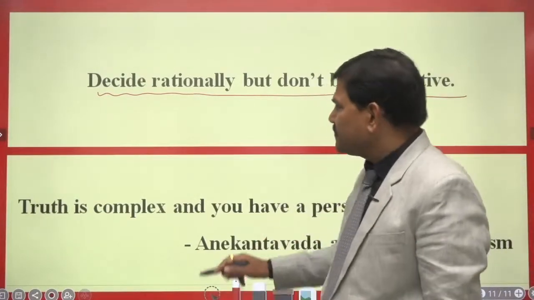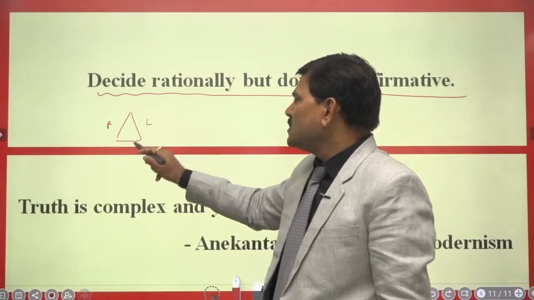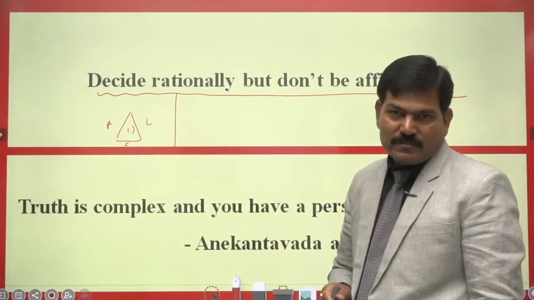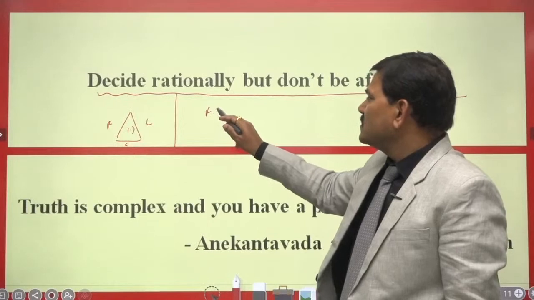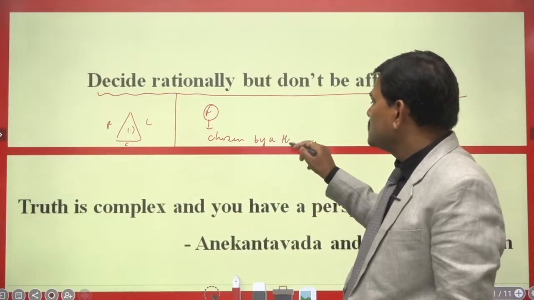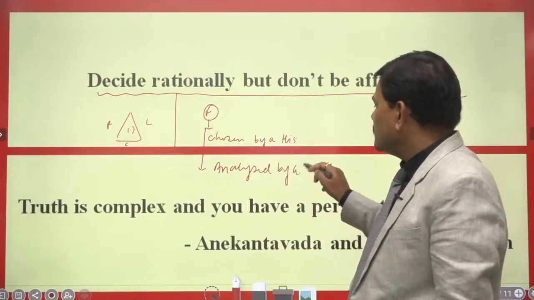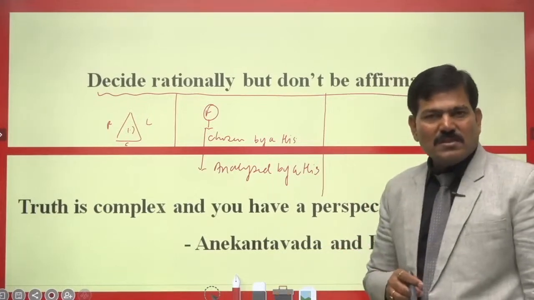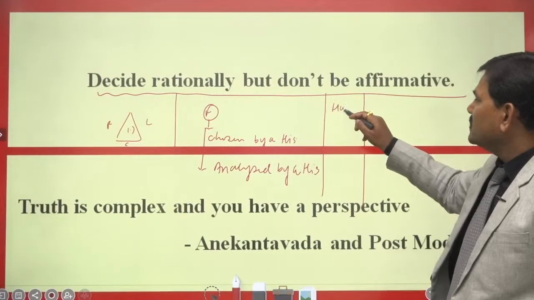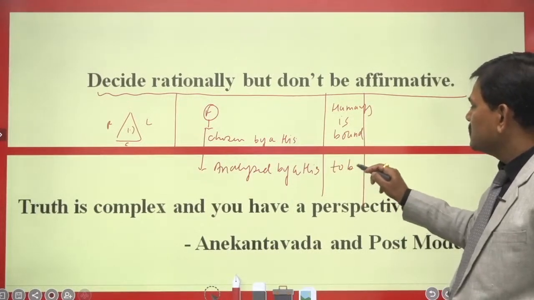Decide rationally means what? First triangle is this: fact, logic, and conclusion. This is the first triangle. This is the ideal triangle. Number 2, fact is chosen by a historian, and fact is analyzed by a historian. So prejudice is bound to come. Number 3, humanity is bound to be subjective.